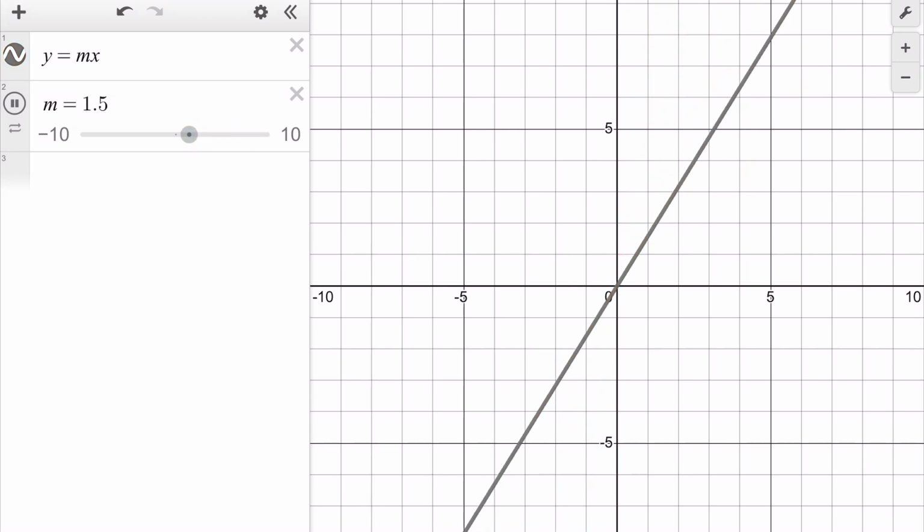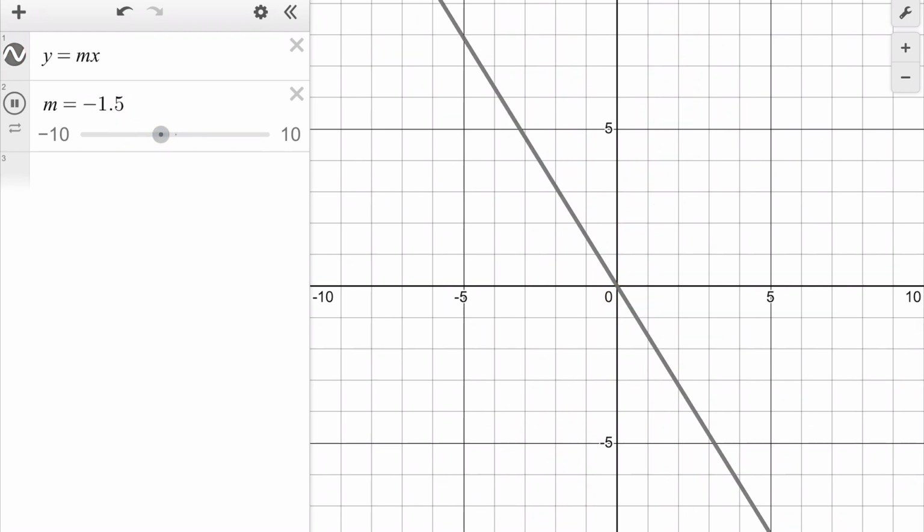And freeze! Notice that when the slope is positive, in this case positive 1.5, the line goes up when you move from left to right. Freeze again! Now when the slope is negative, in this case negative 1.5, the line goes down when you go from left to right.